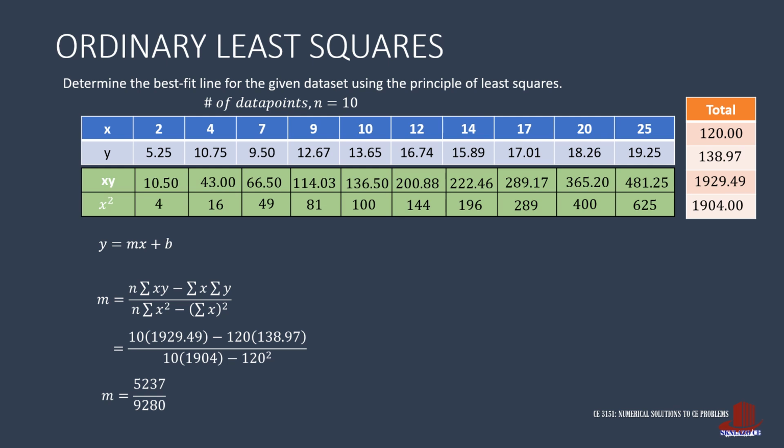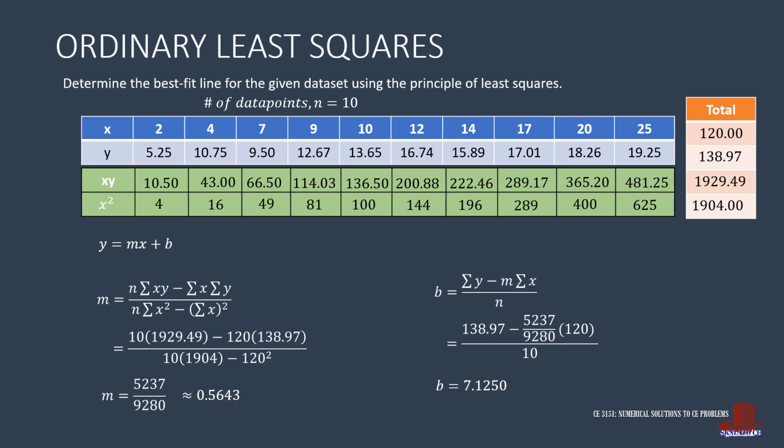M turns to be 5,237 over 9,280, or simply 0.5643. The y-intercept is then computed from the summation of y minus the slope multiplied by the summation of x. Then everything is divided by the number of data points. B for this example is then 138.97 minus 5,237 over 9,280 times 120, all over 10, giving B of 7.125.